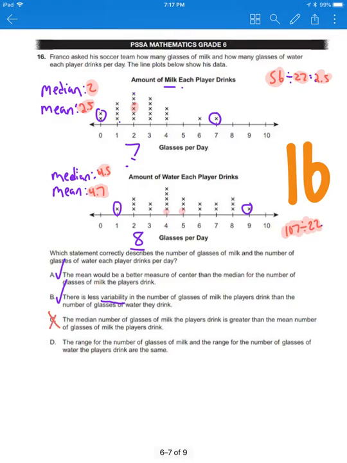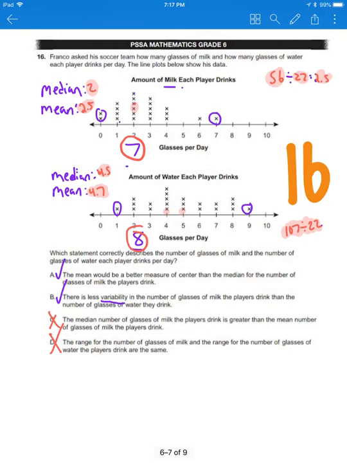D says the range for the number of glasses of milk and the range for the number of glasses of water the players drink are the same. So the range for the number of glasses of milk and the range for the number of glasses of water. Well, I already figured out the range. They are definitely not the same, so it's not D. So now, let's talk about A versus B.